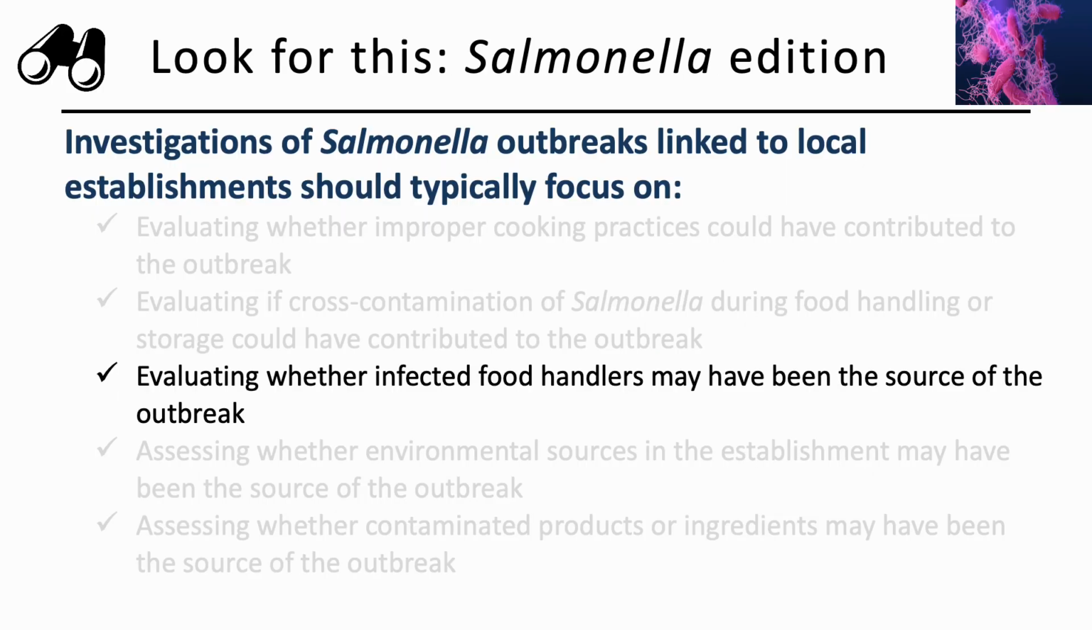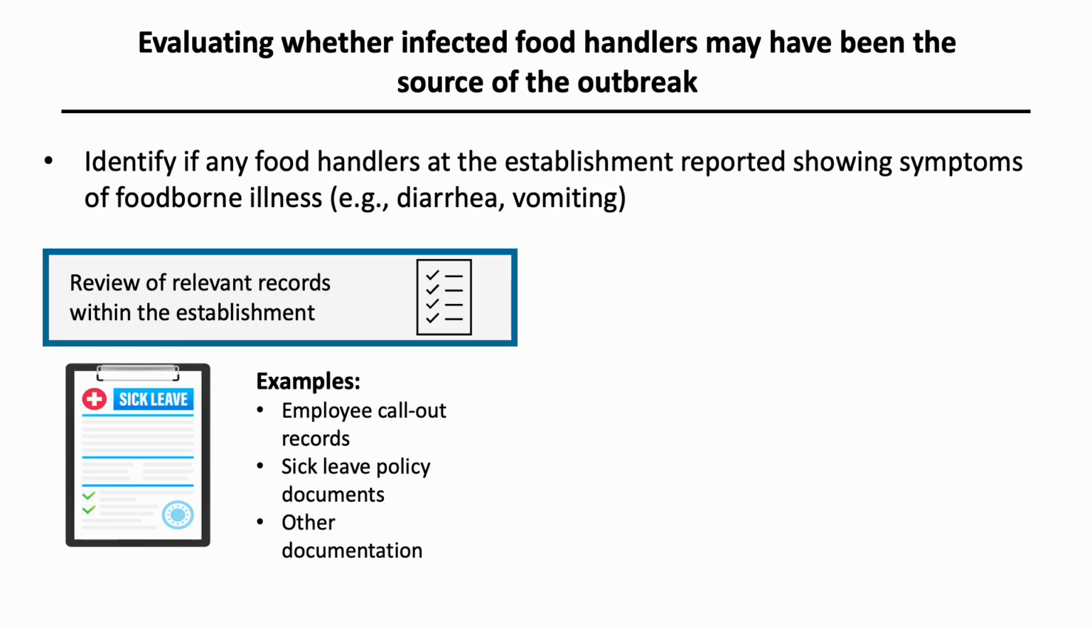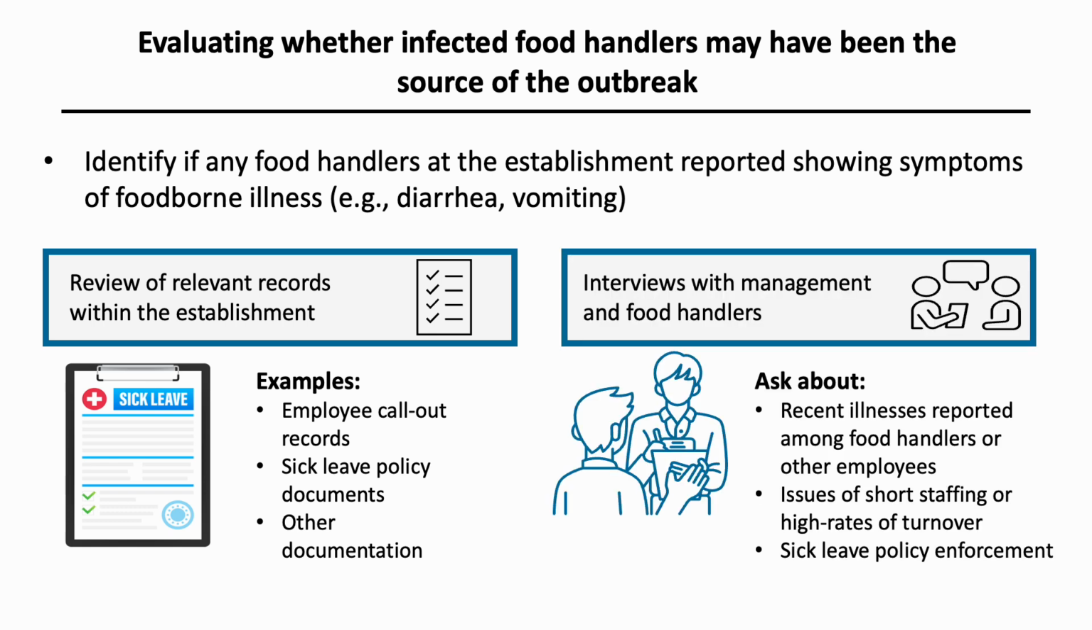Next, let's move on to discuss how to evaluate whether infected food handlers may have been the source of the outbreak. This can be done by reviewing relevant documents, either during or prior to site visits, such as any available employee call-out records, sick leave documents, as well as other relevant documentation on recent illness reported by employees of the establishment. In addition to reviewing records, environmental health investigators should also conduct interviews with both management and food handlers within the establishments during investigational site visits.